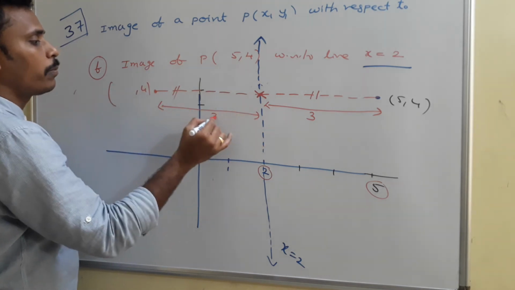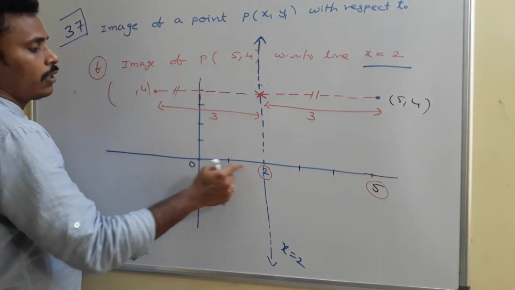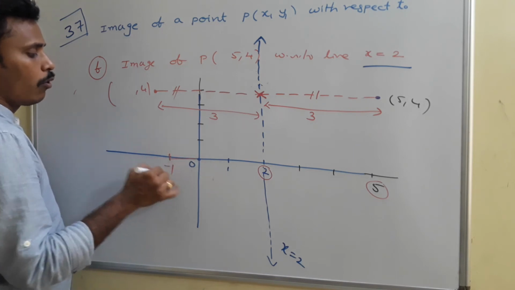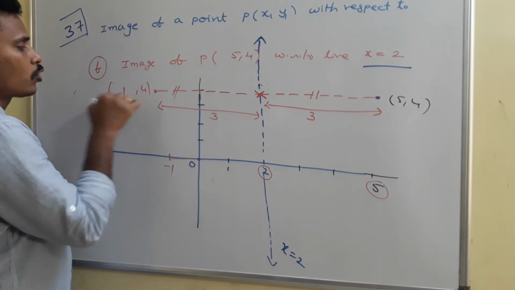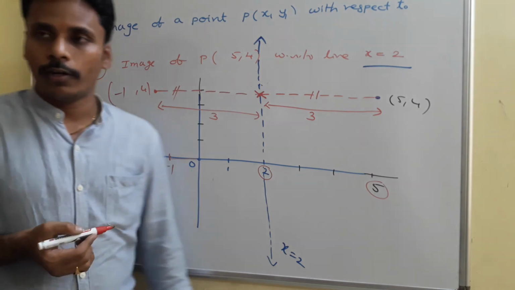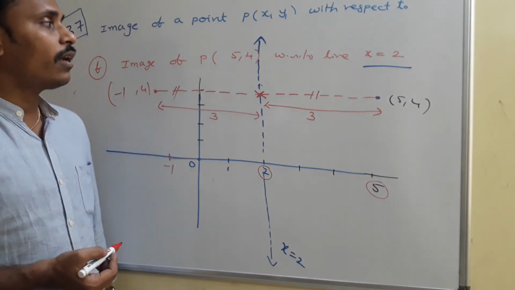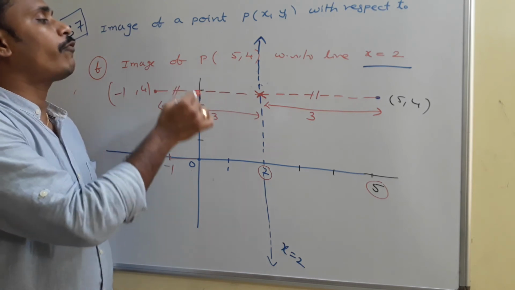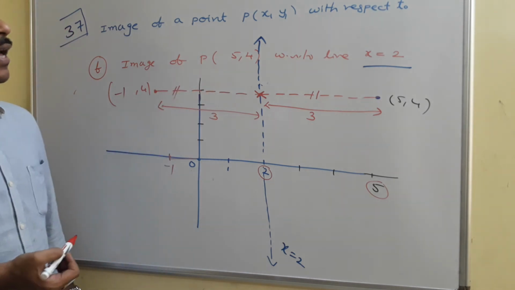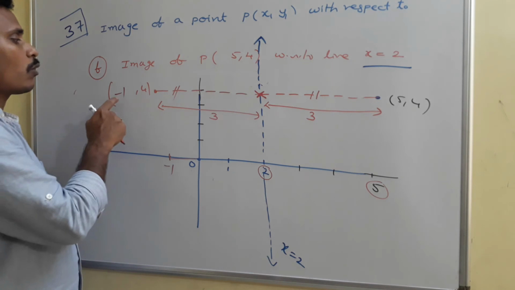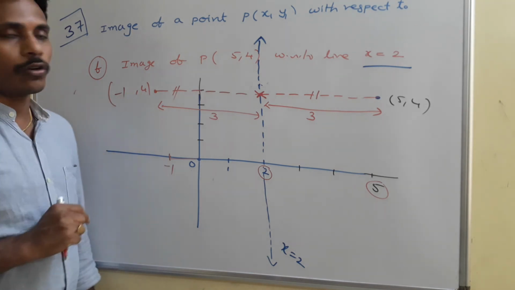It also must be 3. So 1, 2, and you need to move one more unit to the left side. So minus 1 comma 4 is the point. So simply how can we say? The image of the point P (5 comma 4) with respect to x equals 2 is just nothing but minus 1 comma 4.